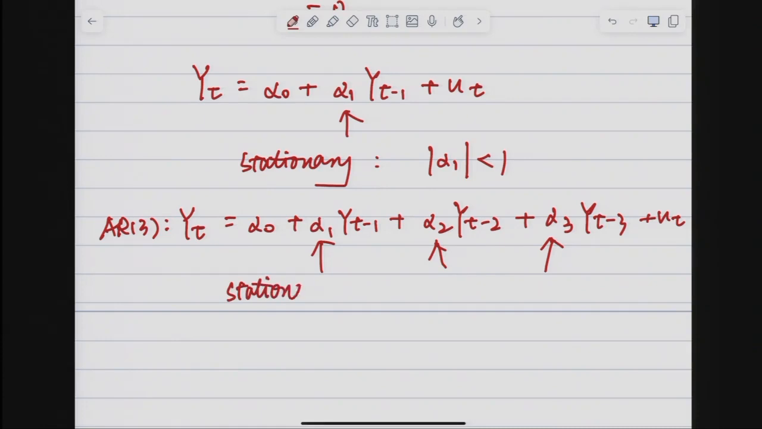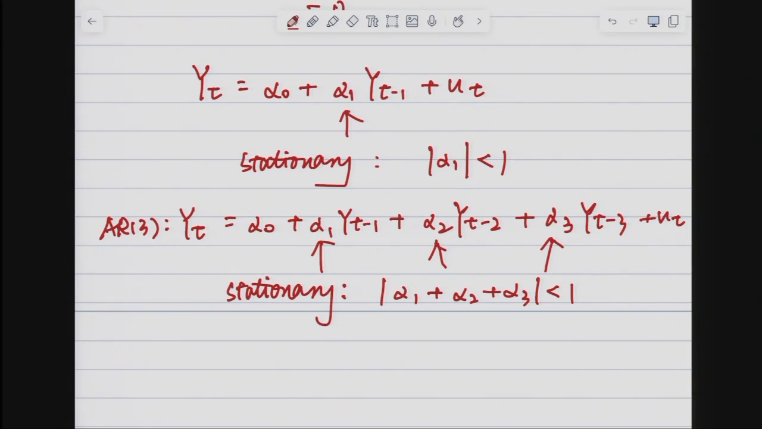So for stationarity, we require alpha_1 plus alpha_2 plus alpha_3 to have a sum that is smaller than 1 in absolute value. Then extending to the general case, an AR(p) model, we require the sum of alpha_1, alpha_2, alpha_3, all the way to alpha_p to be less than 1 in absolute value. So this is the key condition for stationarity, and this is something you should really remember.